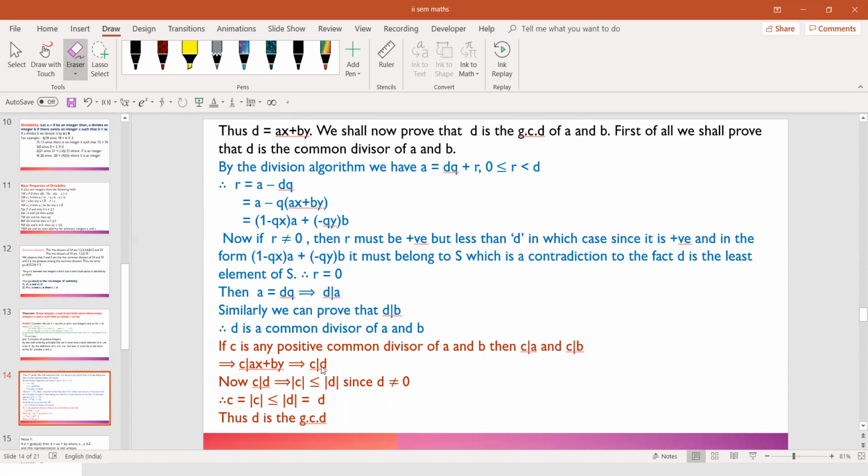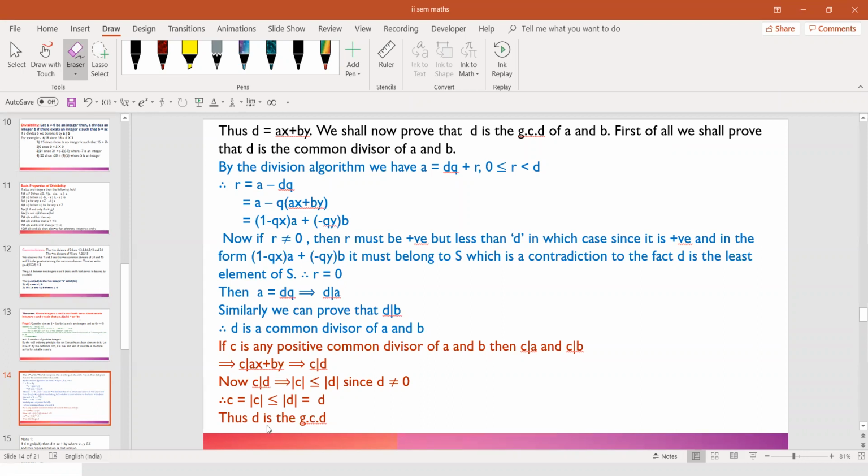Now, when C is a divisor of D and D is non-zero, modulus of C is less than or equal to modulus of D, since D is not zero. But what is modulus of C? It is C, because C is a positive common divisor. What is modulus of D? It is also D, positive. So therefore C is less than or equal to D. Thus D is the greatest common divisor. This is the proof, and this is a very important question.